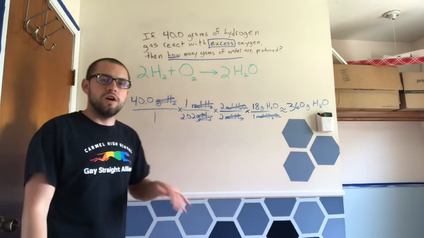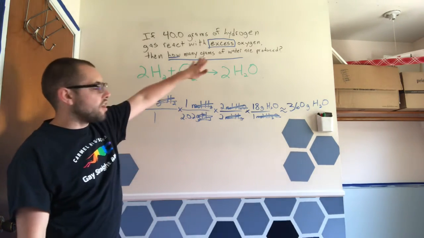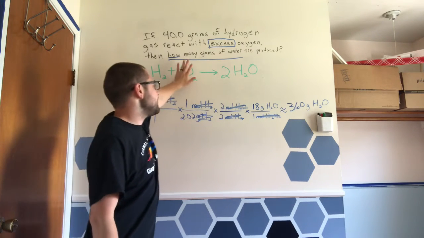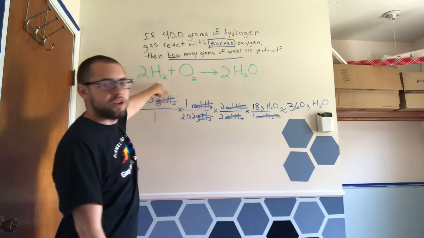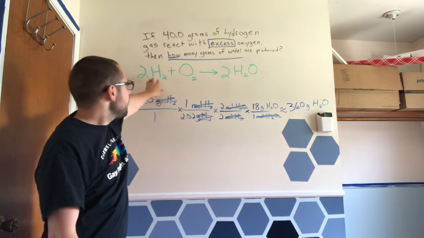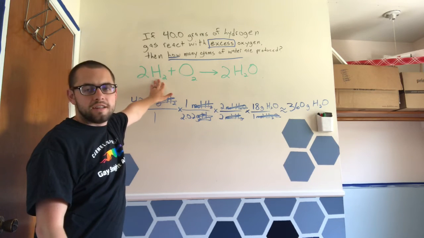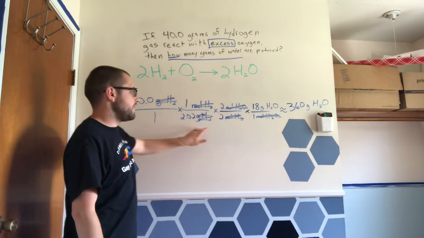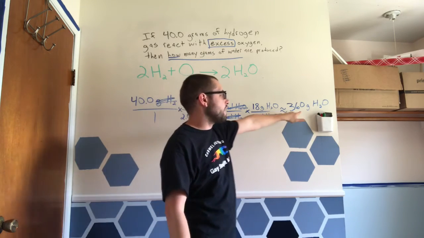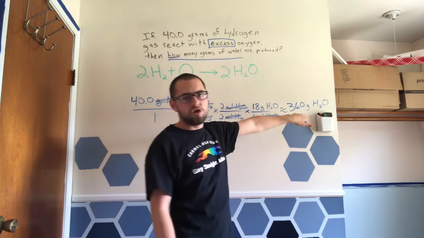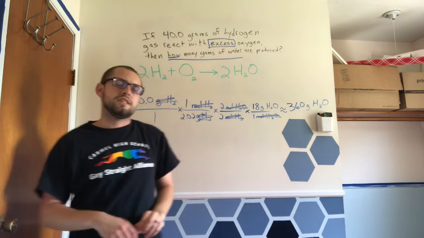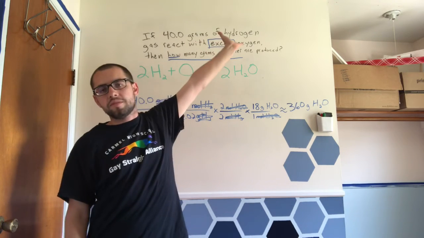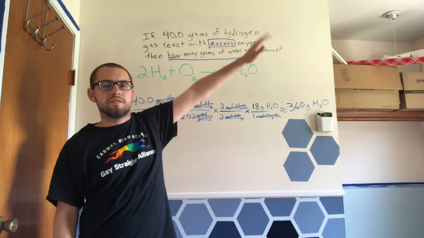So, from the top here real quick, I saw that I had excess oxygen. That tells me right away that oxygen is not limiting. Hydrogen must be the limiting reactant. If I know that hydrogen is the limiting reactant, I only need to solve this problem once. I'll solve for hydrogen, which I did in these 4 steps, and I figured out my final answer. Theoretically, I would make 360 grams of water if I did this reaction with 40 grams of hydrogen and just like an abundance of oxygen.